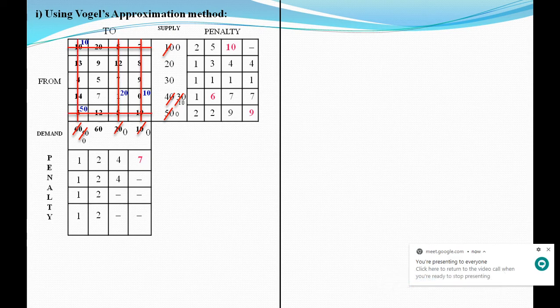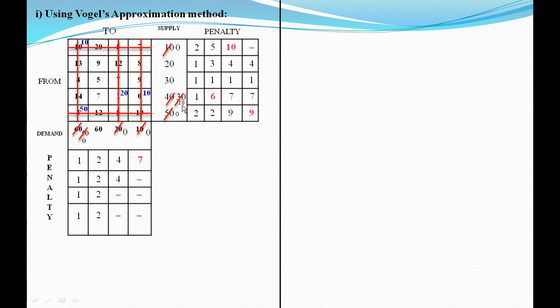Now I have to cancel both the row and the column. That's why you have the left out. Now you see this, just a column alone is available, so we can directly allocate here. If at all you want to extend the penalties and then do that, it doesn't matter. But see this, you have only one column and a few supplies there. You can directly substitute it.